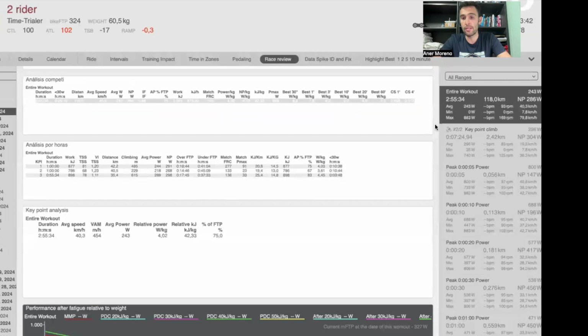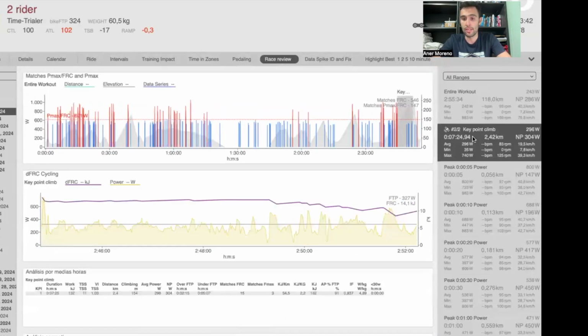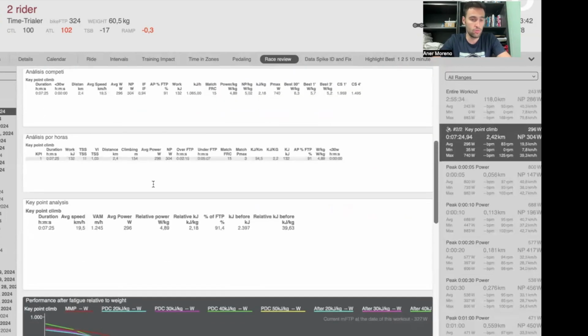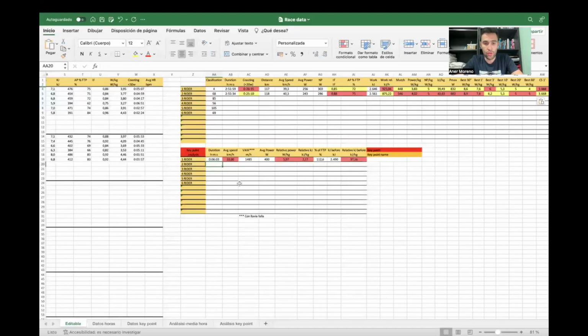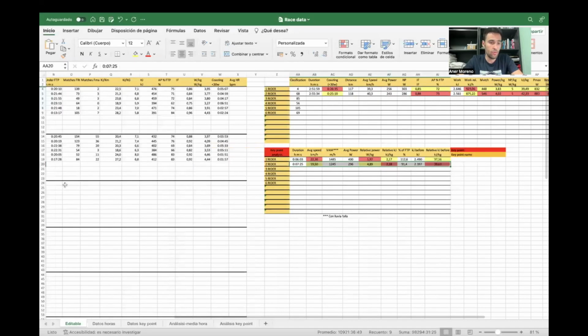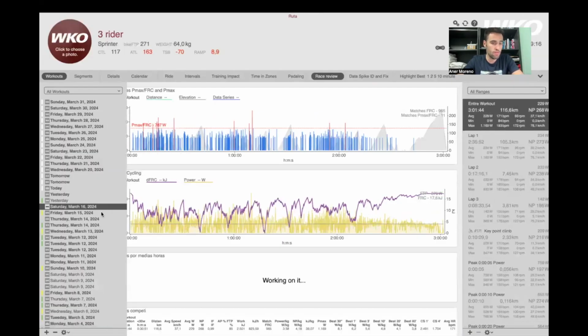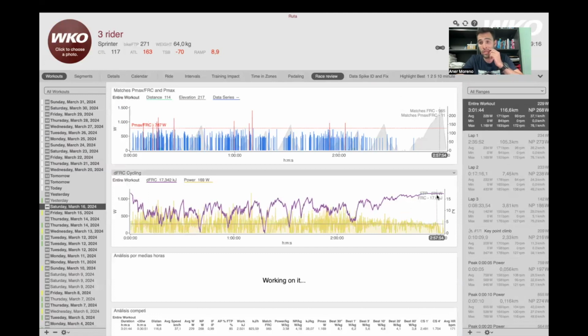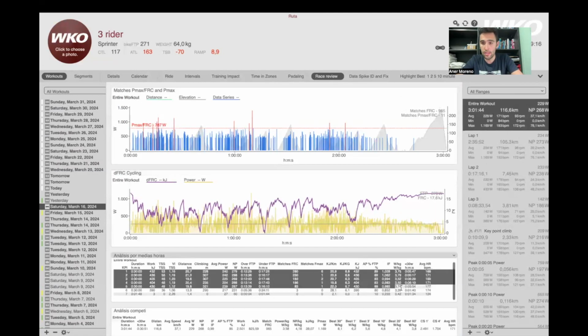Remember, we have created a segment of the key point, and we have to select this point, and let's go to the point where we are going to select all this data to copy and paste on the Excel. The same with the second rider and the third rider. Let's go in search of the third rider. This was the race. We have to take all this data.